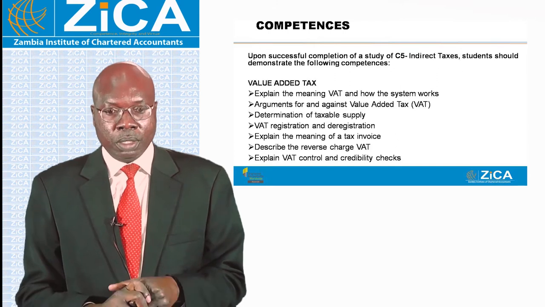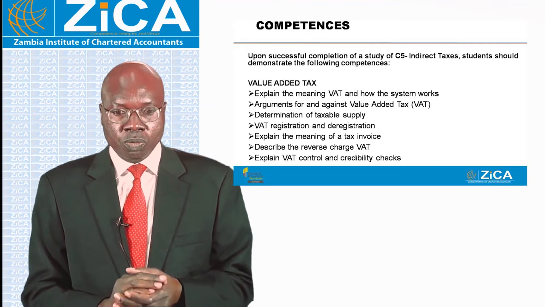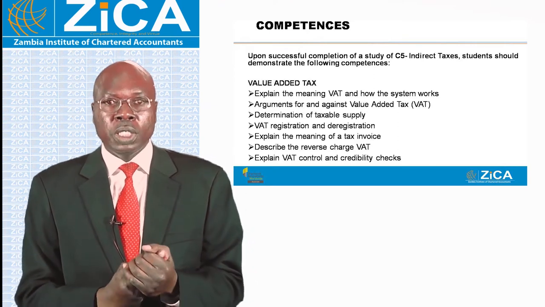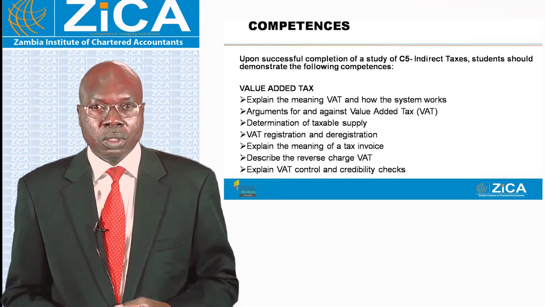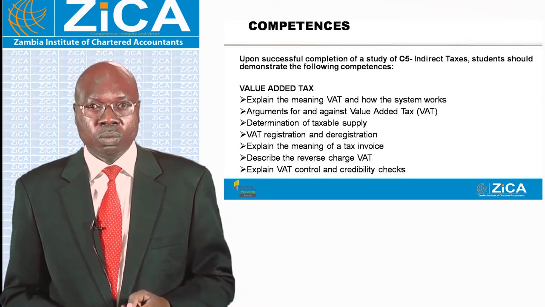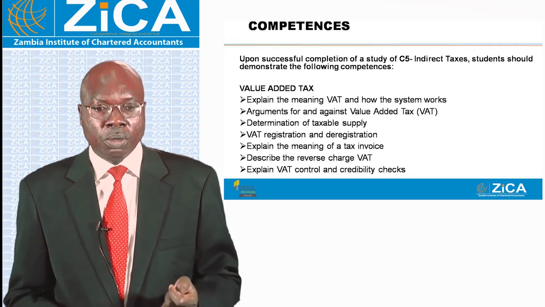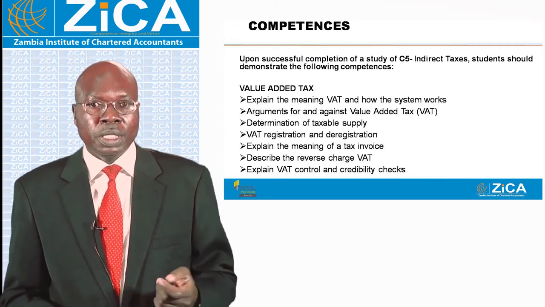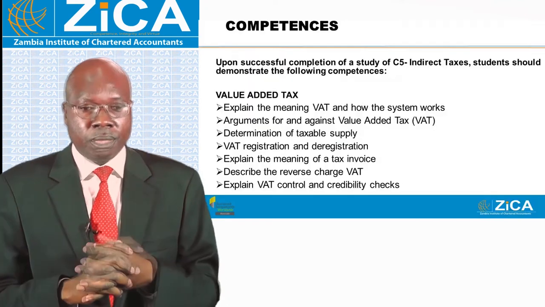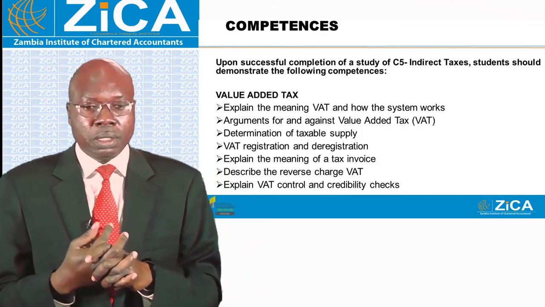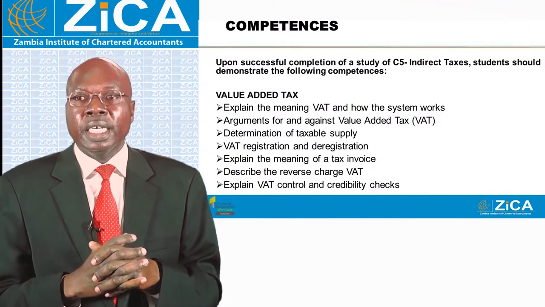of VAT is something which was introduced by government for non-resident suppliers who have not appointed an agent and have not paid the tax. Therefore, the recipient of the goods is the one who is supposed to account for VAT, and therefore must raise an invoice and pay VAT at 16%. Then last point, students also should be able to explain the VAT control and the credit checks.